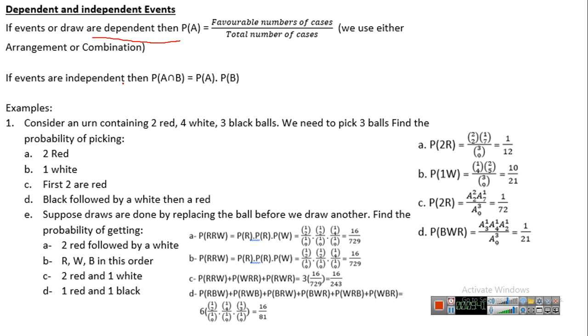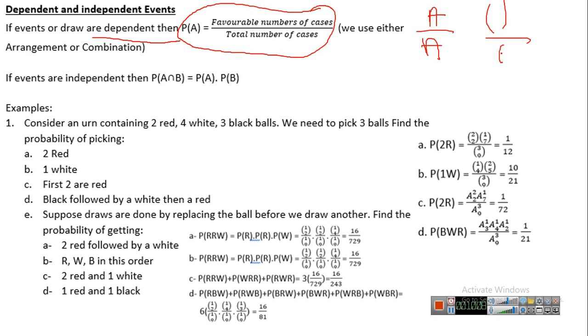So independent is the p-list that we know in counting. However, if it's dependent, it's either an arrangement or a combination. So the probability will be the favorable number of cases over the total number of cases. Here we say that the draws are done without replacement. So either we do it with arrangement over total arrangement, or we do it with combination over total combination.